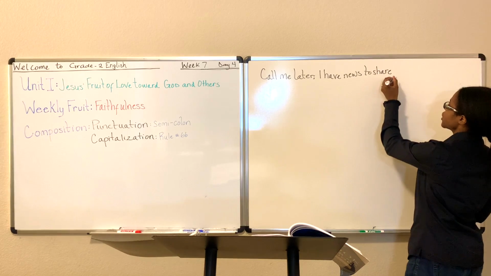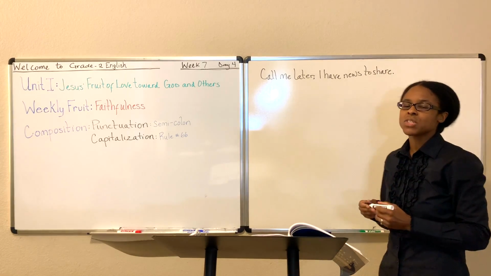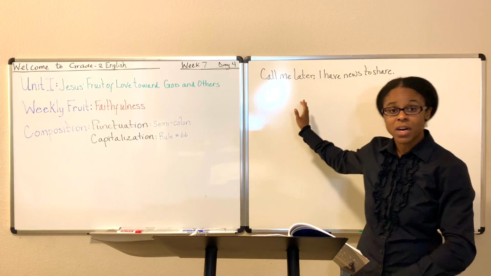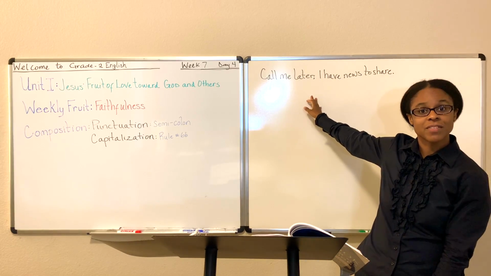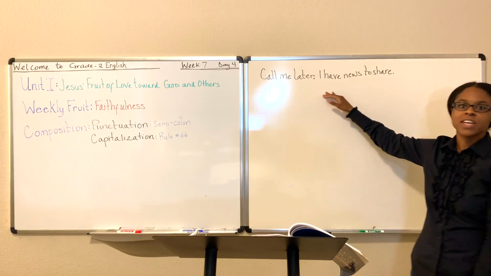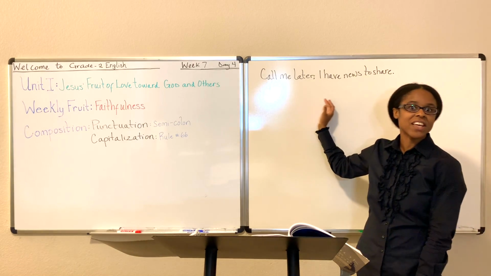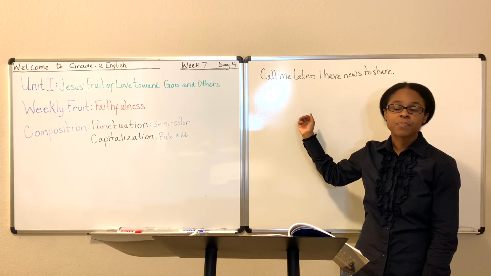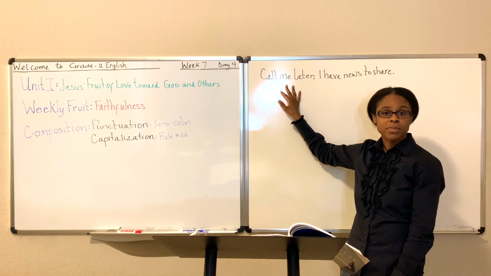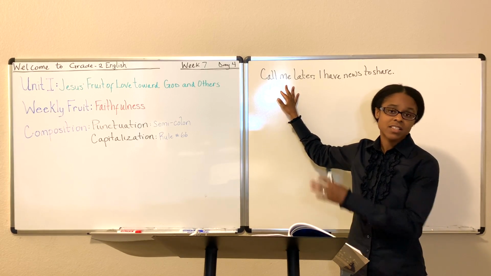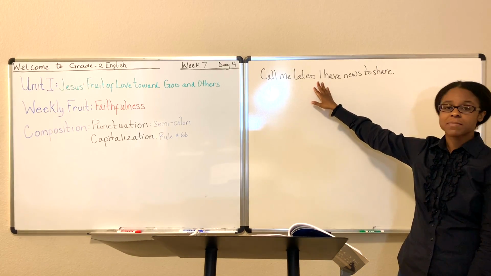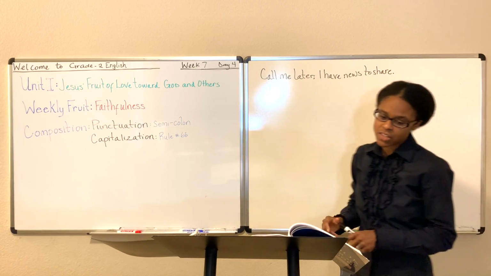So I just want to make sure that you understand that the use of a semicolon is very similar to a comma, because you do pause. Call me later. You do not say, call me later, I have news to share. You don't run that on, you say, call me later, and then you stop. I have news to share. This is one complete thought. We call it a clause. It forms a complete thought. Call me later; I have news to share. Let's look at another example.